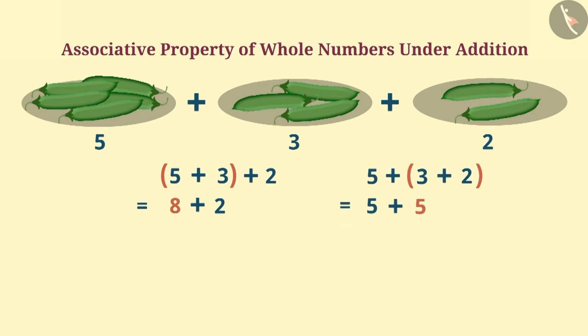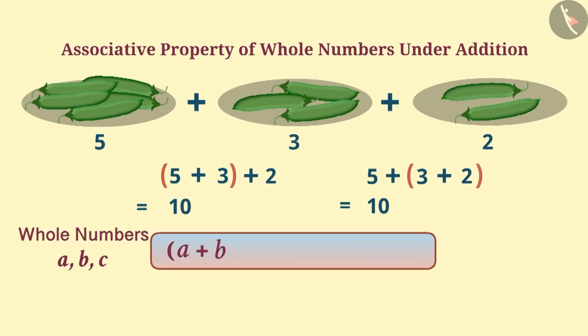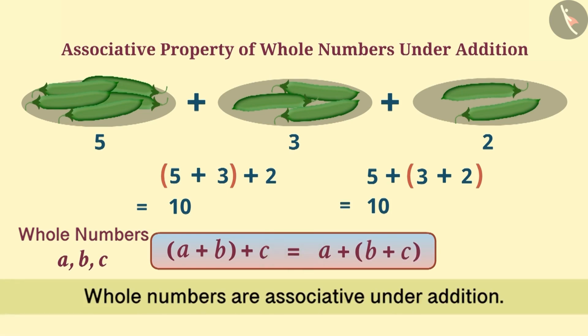No matter how we group the numbers, the result of addition will be the same. In this way, any 3 whole numbers A, B, and C can be added by forming a group of any type. The result of (A plus B) plus C is equal to A plus (B plus C). This will always be the same. Therefore, whole numbers are associative under addition.